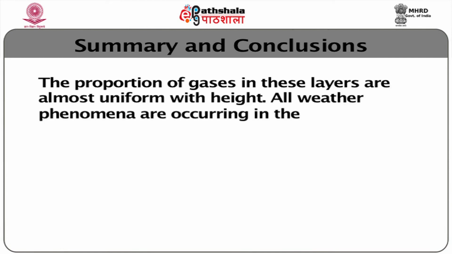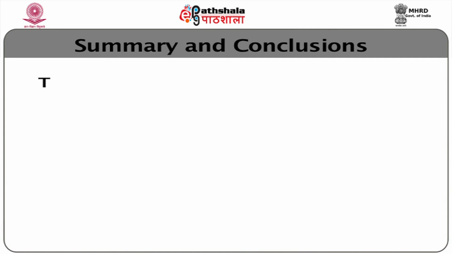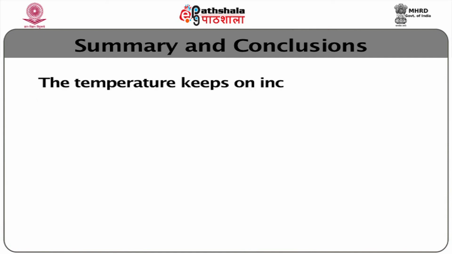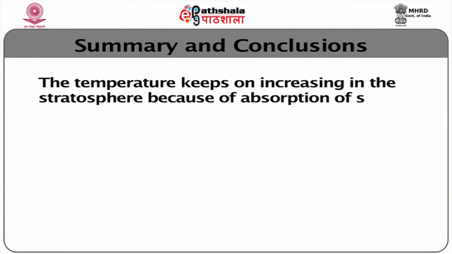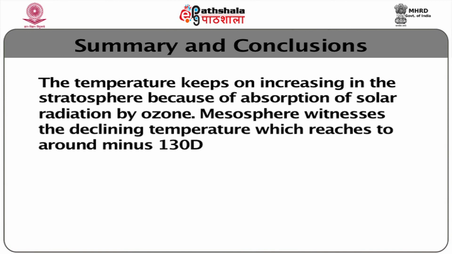All weather phenomena occur in the troposphere, and temperature decreases with altitude. The temperature keeps on increasing in the stratosphere because of absorption of solar radiation by ozone. Mesosphere witnesses the declining temperature, which reaches around minus 130 degrees Celsius, colder than the Antarctic.